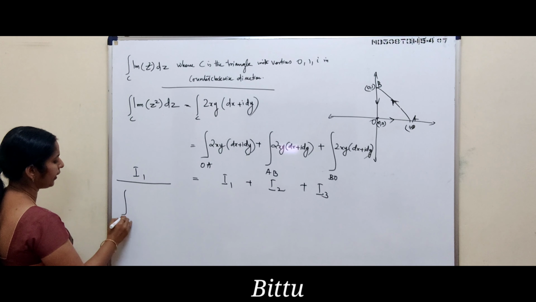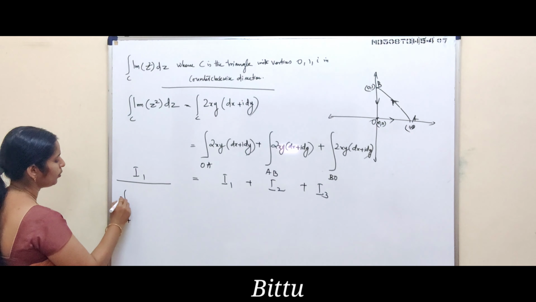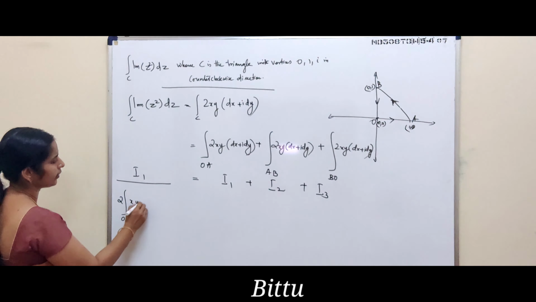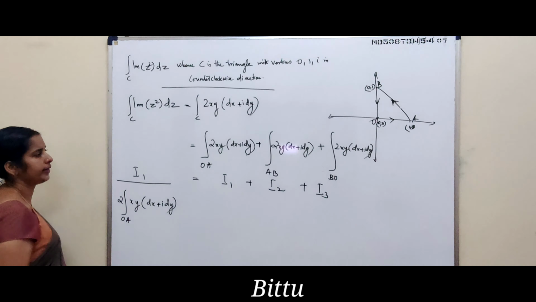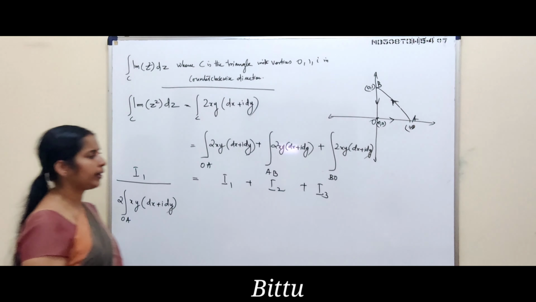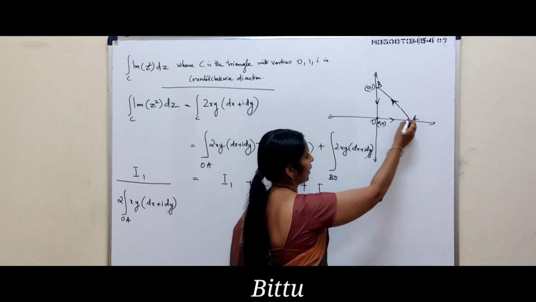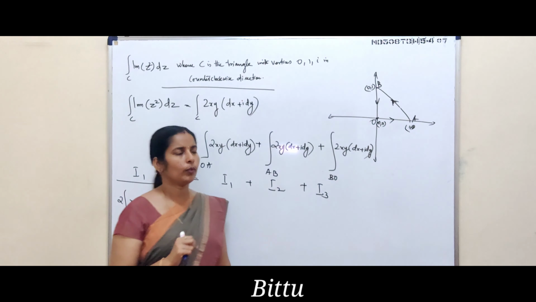See, I1 is the integral over OA of 2xy dx plus i dy, so you can take 2 outside since it is a constant. Here, what is OA? Can you write the equation of OA? OA is a straight line. Here you have to remember one more thing.